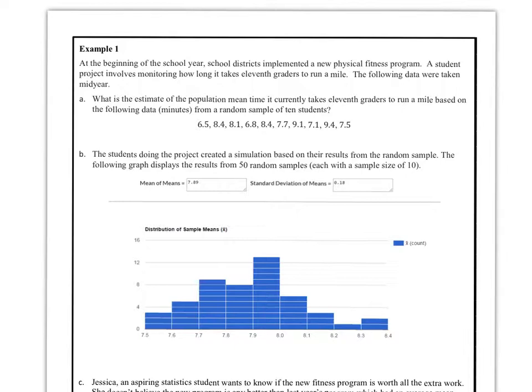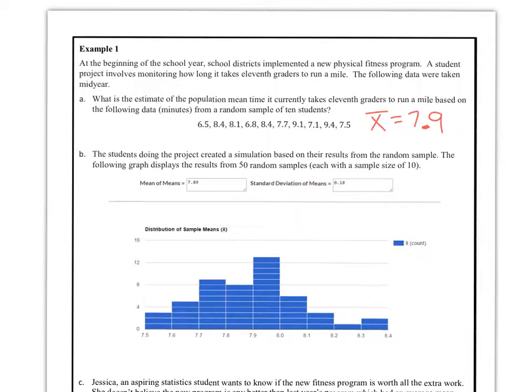So you're just going to go to your calculator, type it in, add them all up, divide by 10, and you end up with x bar is 7.9. Because we don't have a lot of data, they create a simulation based on their results from the random sample. The following graph displays the results of 50 random samples, each with a sample size of 10.